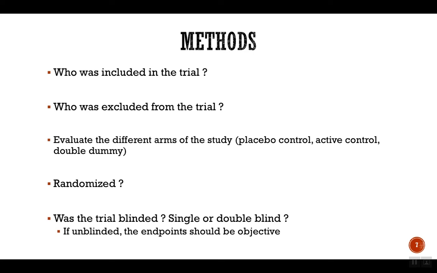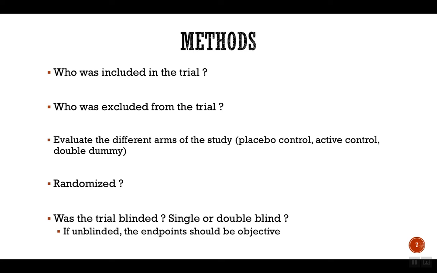Now, for the methods section, you want to know who was included in this trial, right? Obviously, that's very important. If the trial is clearly saying they're studying patients with stage 4 breast cancer, then the trial must include patients with stage 4 breast cancer, right? They can't just include only 25% or 50% of the patients having stage 4 breast cancer, right? That's not going to be very accurate.